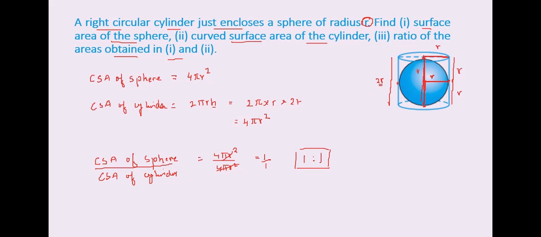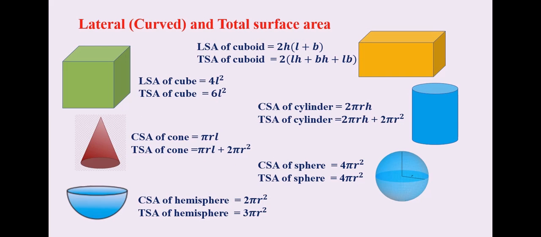So the curved surface areas of the cylinder and the sphere, when the sphere is put inside, are in the ratio 1 is to 1. But you will see later that although the curved surface area is the same, the volumes are different. The cylinder occupies more space than the sphere. So now we have done the lesson so far.